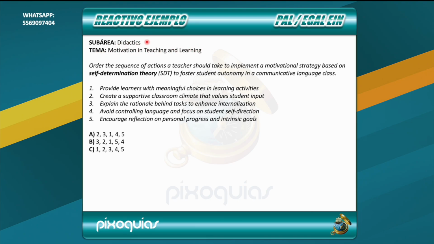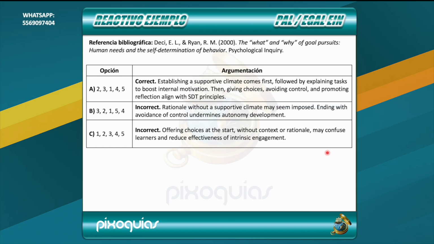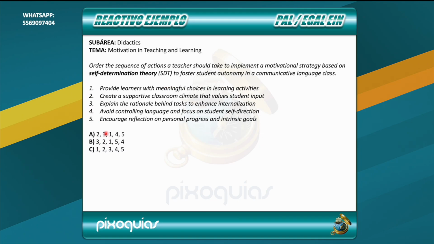in Teaching and Learning. Order the sequence of actions a teacher should take to implement a motivational strategy based on self-determination theory (SDT) to foster student autonomy in a communicative language class. Okay, we can see that the correct option sequence is A, that is 2, 3, 1, 4, 5. Let's check it out. First, 2 is to create a supportive classroom climate that values student input.